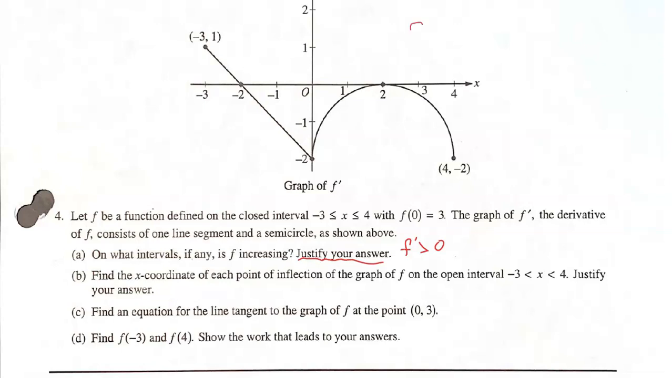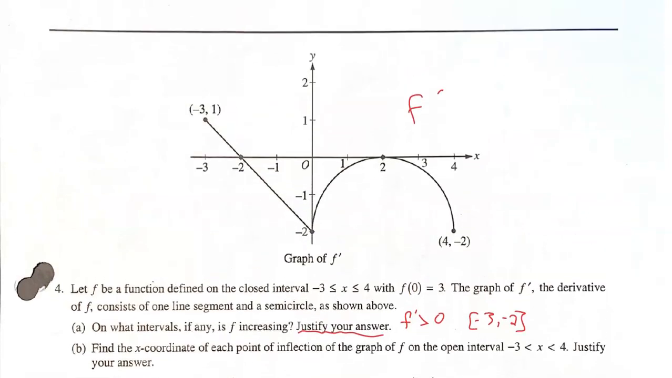This is your derivative graph. They tell you this is f prime. So we would be positive when the graph that we are looking at, f prime, is above the x-axis. So in this interval, we would go -3 to -2. That's when f prime is positive. B, find the x-coordinate of each point of inflection of the graph of f on the open interval -3 to 4. Justify your answer. This question, I don't know what year it was.